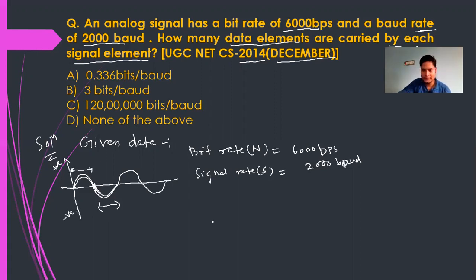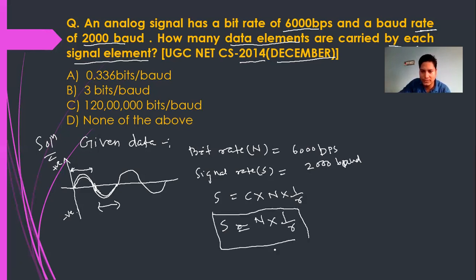Okay, so let's see. There is a formula I explained in the last video. The formula was S is equal to C into N into 1 by R. C is the case factor. As it is not given in this question, we can consider it as 1. So S will be N into 1 by R. Here N is the data rate and R we have to calculate. As the case factor is not given, we consider it as 1 and S will be N into 1 by R.